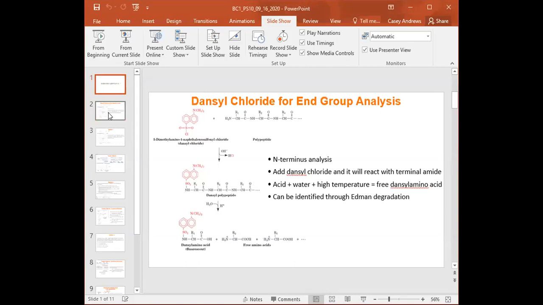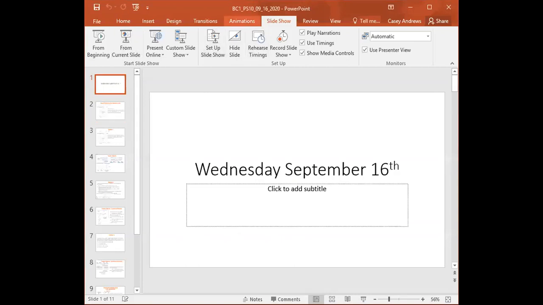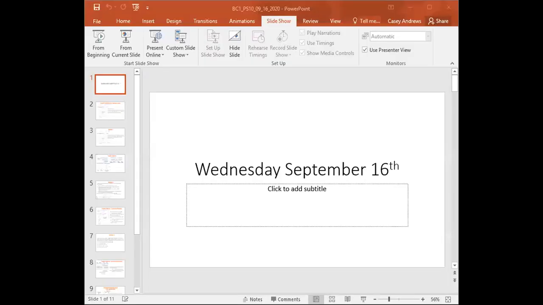So I want to go to this. And yeah, I didn't change the date. It should say Monday the 21st, but I didn't change it from when we moved everything back a day. Okay.